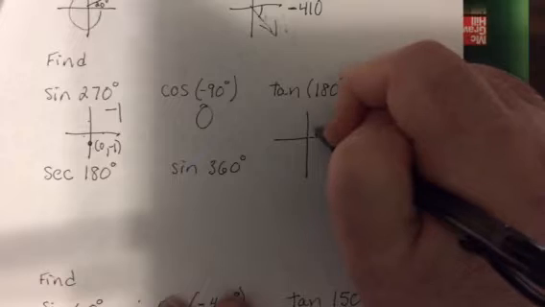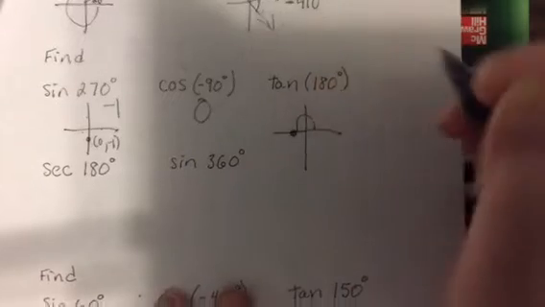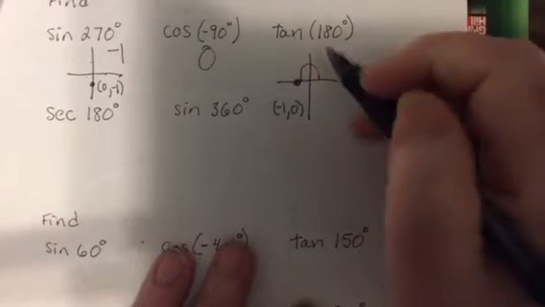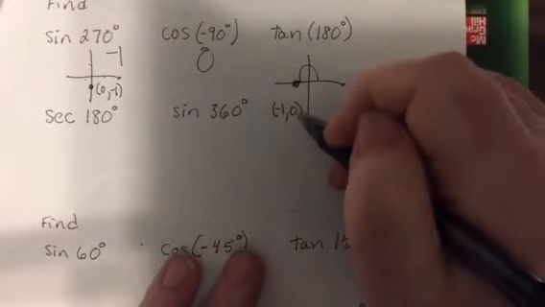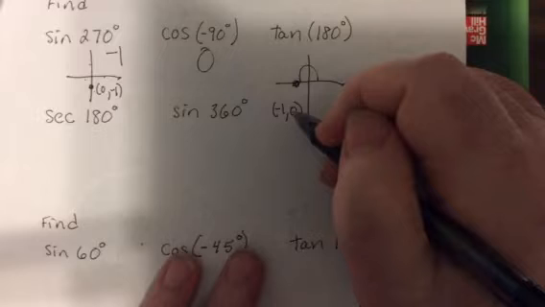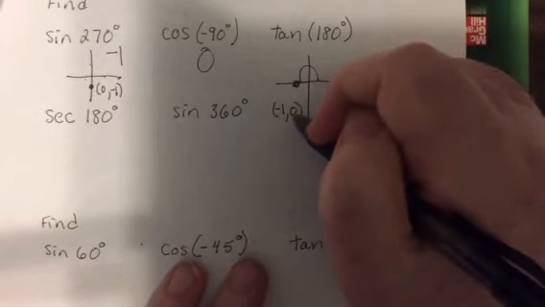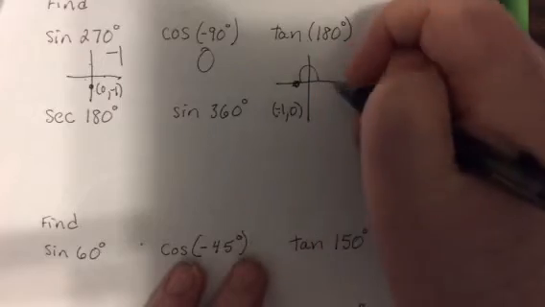180 is right here. And that is negative 1, 0. Tangent is y over x, 0 divided by negative, it froze there, sorry about that. 0 divided by negative 1 is 0.